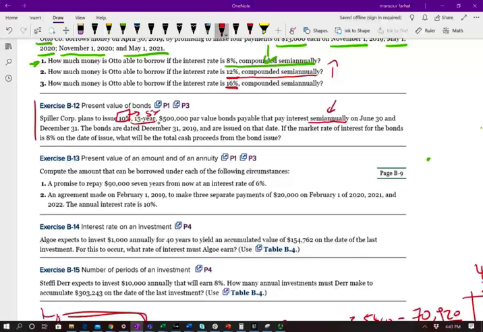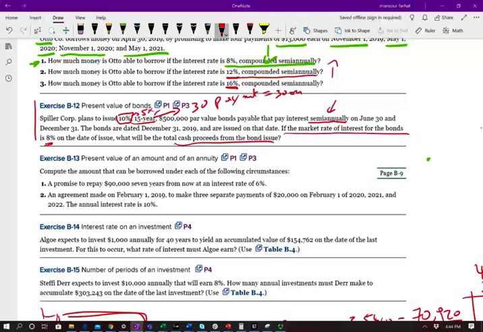So it's a 15-year bond, it means 30 payments because this bond makes payments twice a year. So we have N equal to 30. The semi-annual rate is 5%, the payment on the bond. The bonds are dated, we talked about this. If the market interest rate for the bond is 8%, what is the total cash proceeds from the bond?